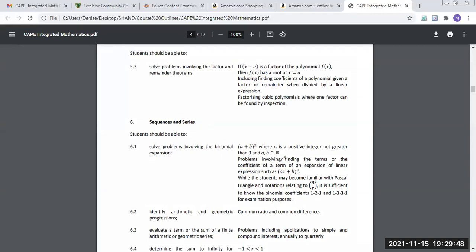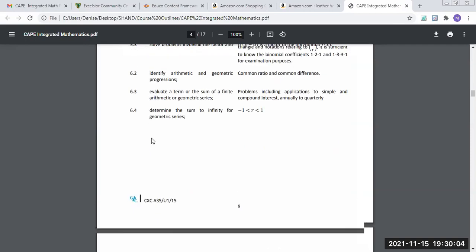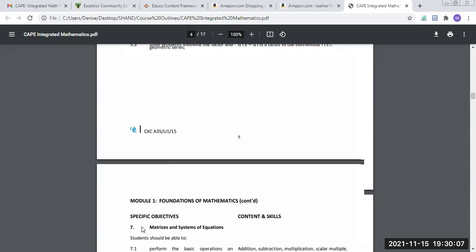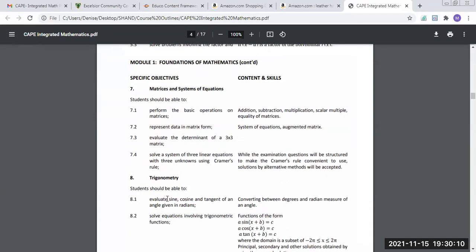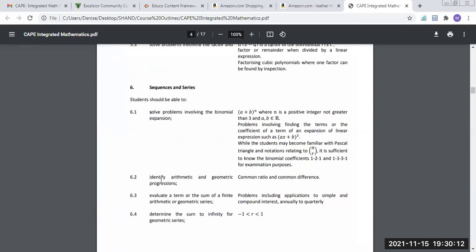Really and truly, if I were only going to be teaching you Pascal's, I would say that 6.1 is now done. I'm finished with all of this. The other piece here is a new module. I may move into this module next. It says identify arithmetic and geometric progression, evaluate a term for an AP or GP, and determine the sum to infinity. This is pretty easy, really not difficult.